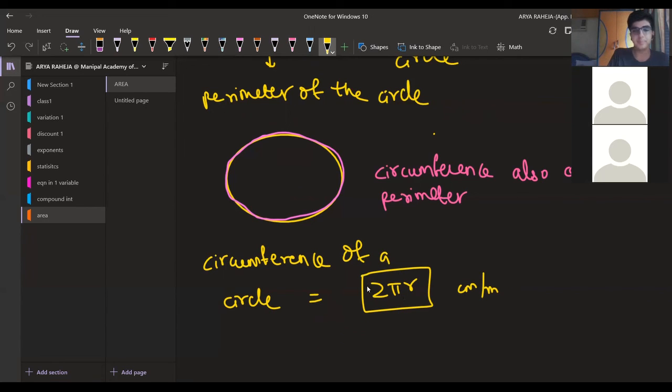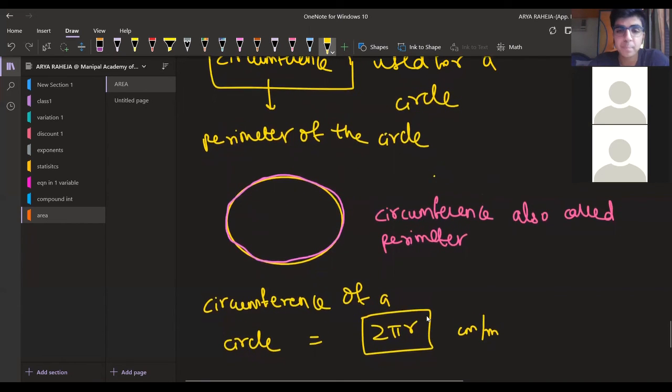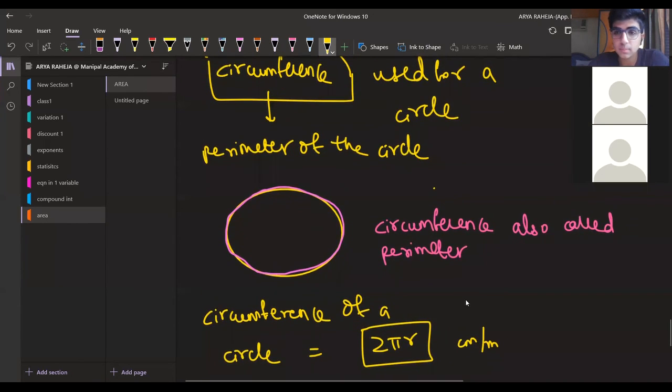Just write this. You might not need it now. This should come in use maybe in 9th, 10th standard, but just write this. Right now this chapter is only area, but I'm just telling you what circumference is. So the circumference formula is 2 pi r. Just remember this: 2 pi r, and area of a circle is pi r square.